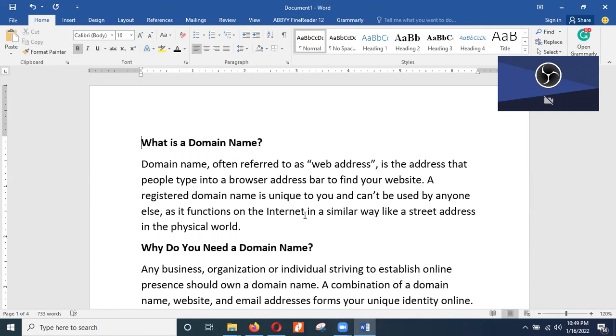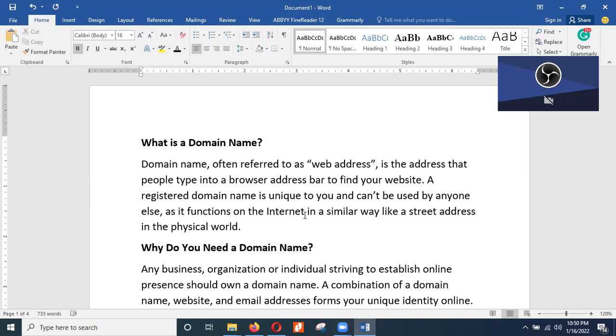For someone to visit your website, that person must have your domain name. Without your domain name, the person cannot visit your website. So a domain name refers to the web address. It's that address that people type on their browser when they want to find websites.